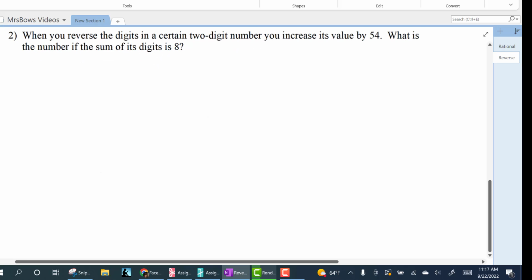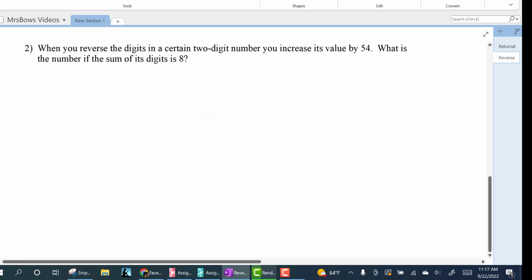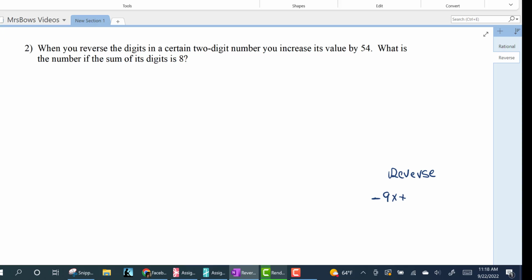Okay, in the last video, I showed how to completely set this up. Now I'm going to show you how to use it, once you know the setup. So remember when we said in the last video, so you might want to look at that, when you reverse the digits, the setup will be negative 9x plus 9y is equal to whatever the increase or decrease is. So we're going to do that now.